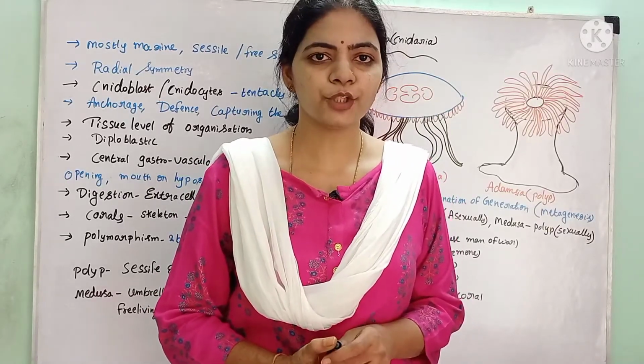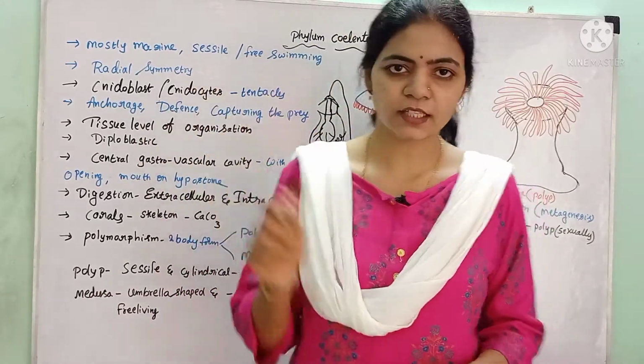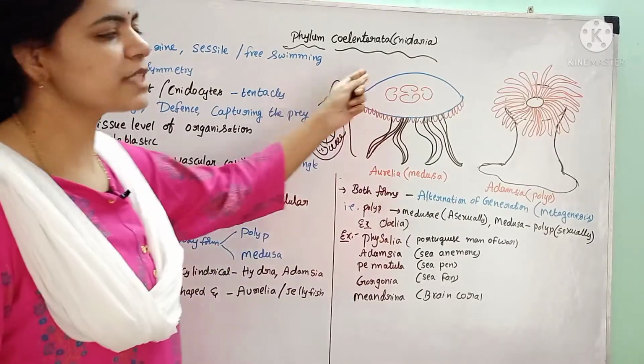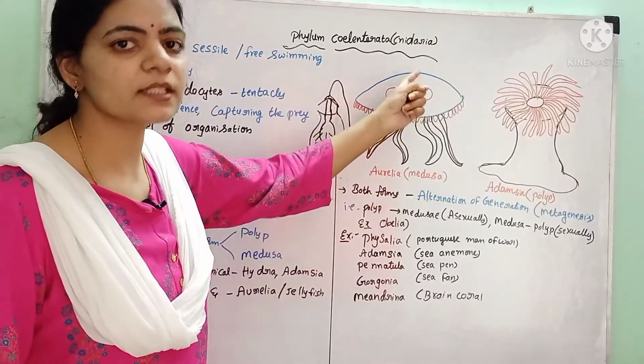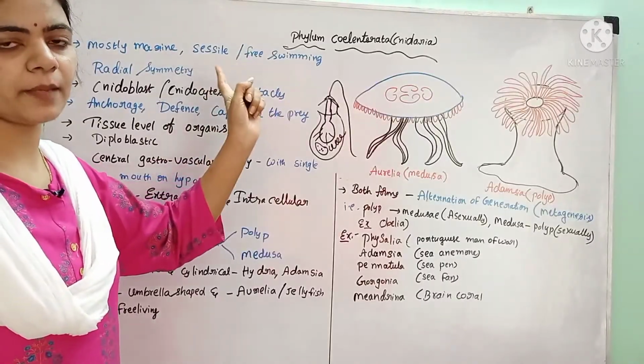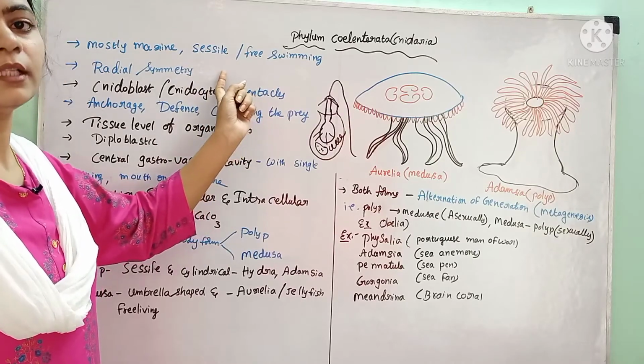In this video we are going to study the second phylum in invertebrates, that is phylum Coelenterata. These phylum Coelenterates are commonly called cnidarians, and these are mostly of marine habitat. They live in sea water, and the characters are they may be sessile.